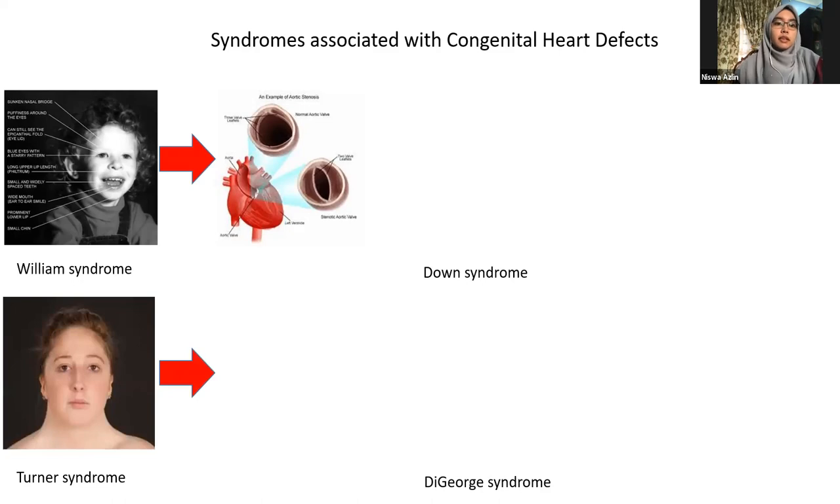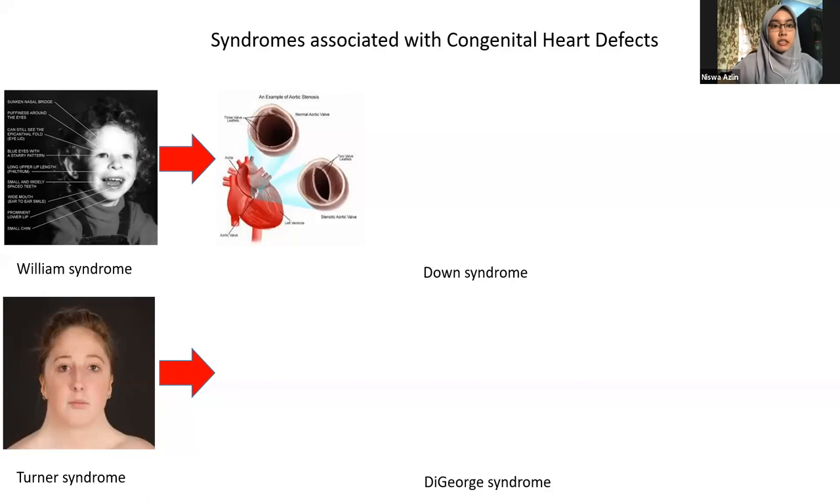So the second syndrome I will talk about is Turner syndrome. So what is Turner syndrome? It's actually the absence of one set of genes from the short arm of one X chromosome, meaning that they only have one X. So it is 45,X.